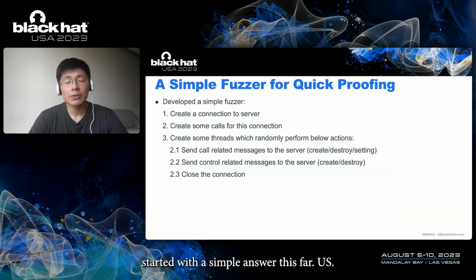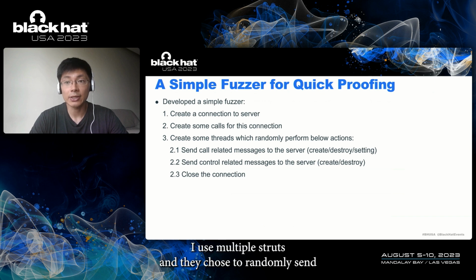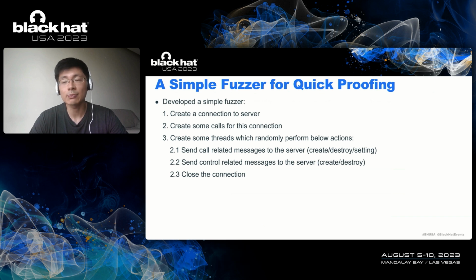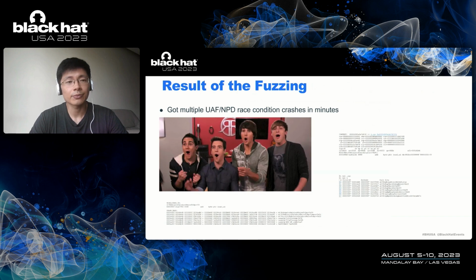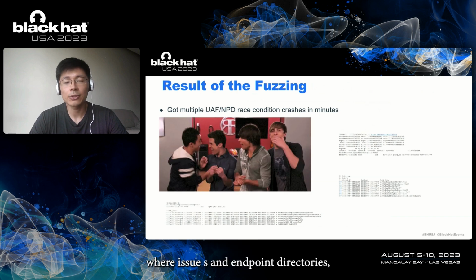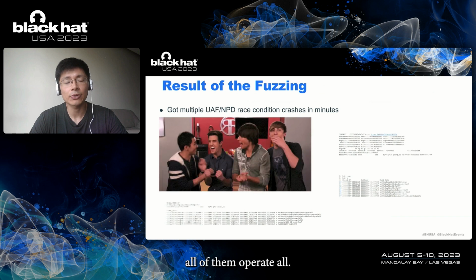So we started with a simple fuzzer. This fuzzer uses multiple threads, and it just randomly sends PPTP messages to the server. It's quite simple, so we didn't expect too much. However, the fuzzer found multiple crashes with UAF and null-pointer dereference. All of them are pre-auth.